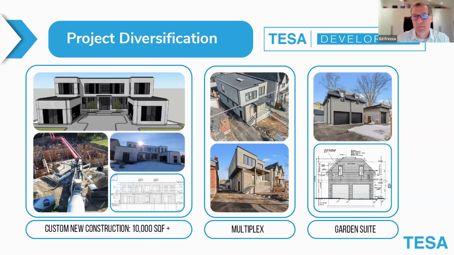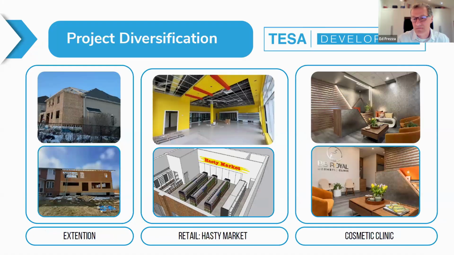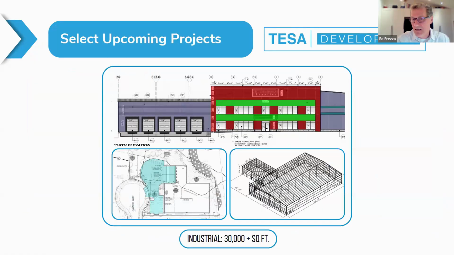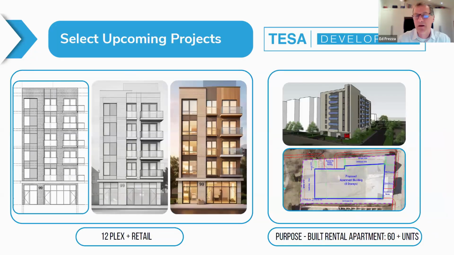In terms of the number of projects we've done and the types of projects we've done over the last 10 years, you can see that on the left-hand side, we've got a roughly 10,000 square foot custom home that we're building right now. We've done additions, extensions, garden suites. We've done retail, clinics, office build-outs, gas stations, industrial. But as of last year, we have focused on missing middle.